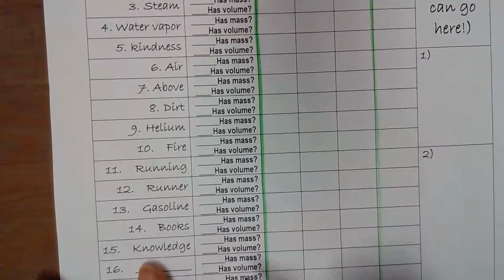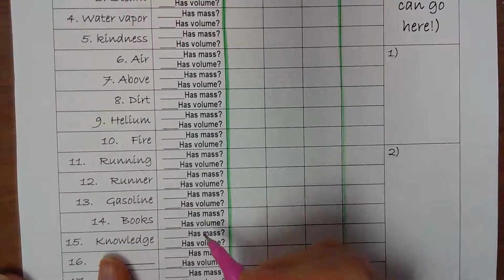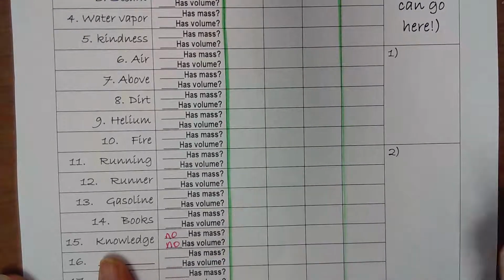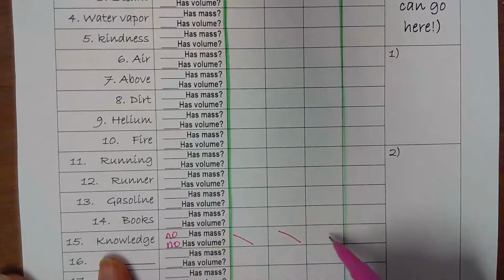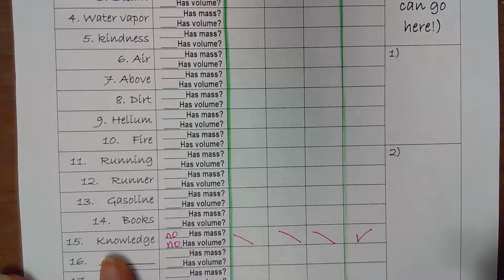Well, let's see. Let's go to knowledge. Knowing things in your brain. That does not have mass. And it does not have volume. No. So I don't need to worry about it being a solid or a liquid or a gas because it is not matter.